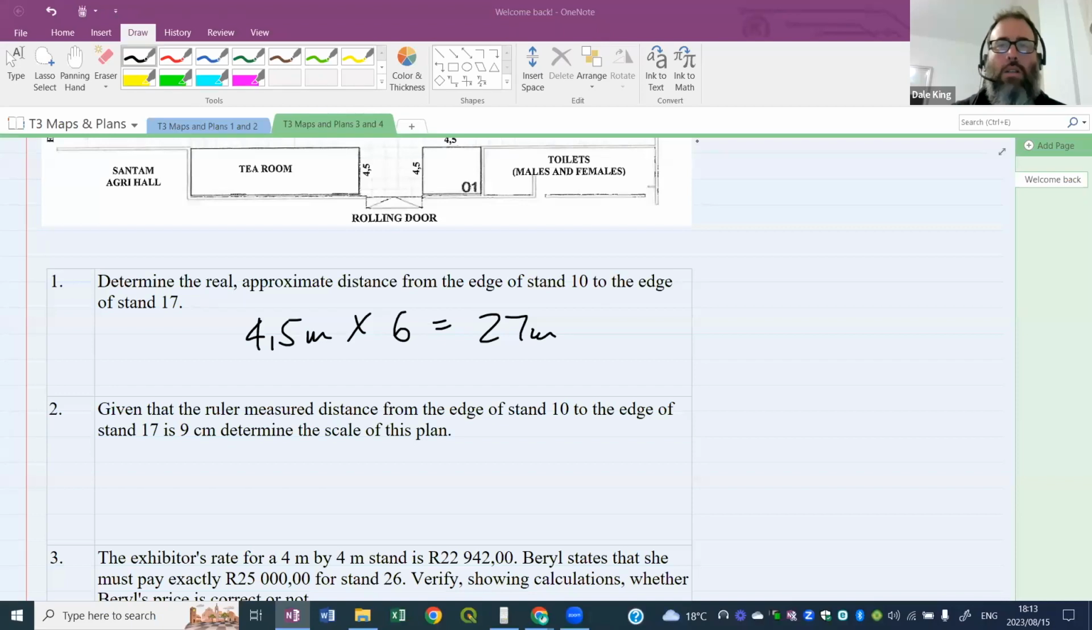I'm going to give you 2 minutes to do it on your own. We've covered this before. You need to provide the scale in a ratio form, please. We should be able to do this now. We've done it 2 or 3 times already. Let's see what you come up with.